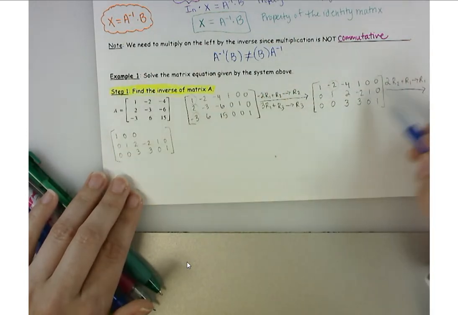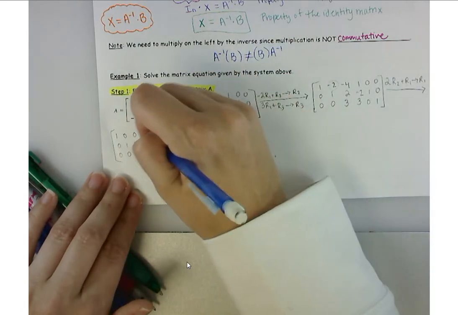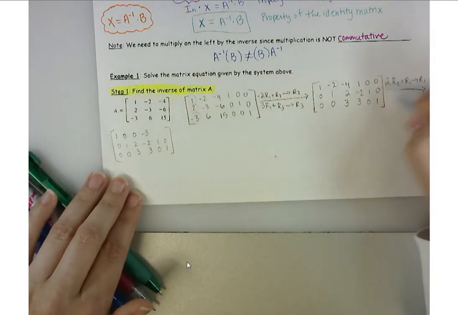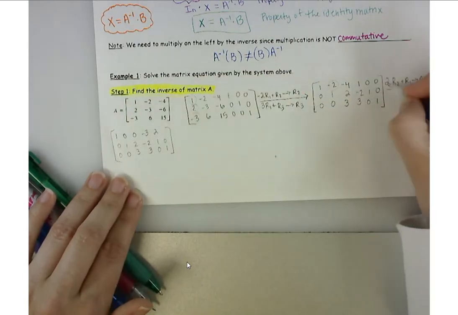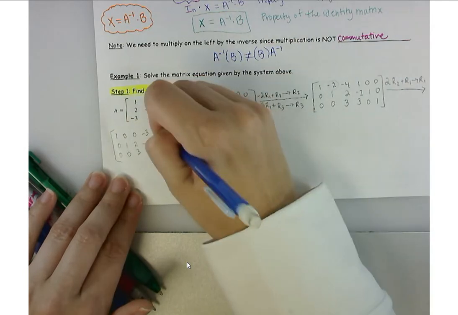2 times negative 2 is negative 4. Negative 4 plus 1 is negative 3. 2 times 1 is 2. 2 plus 0 is 2. 2 times 0 is 0. 0 plus 0 is 0.